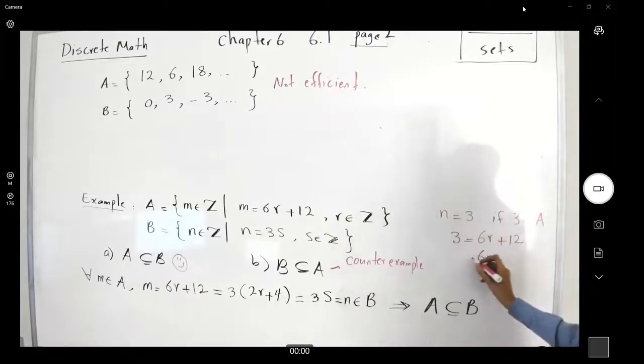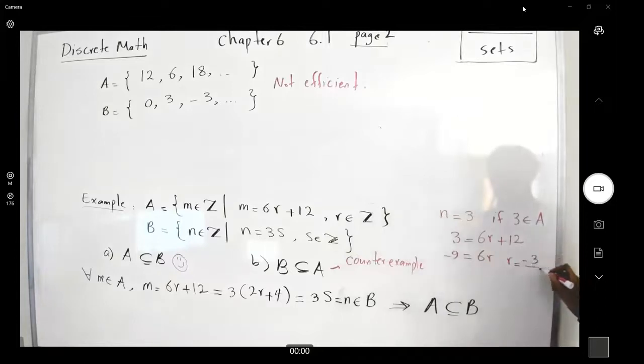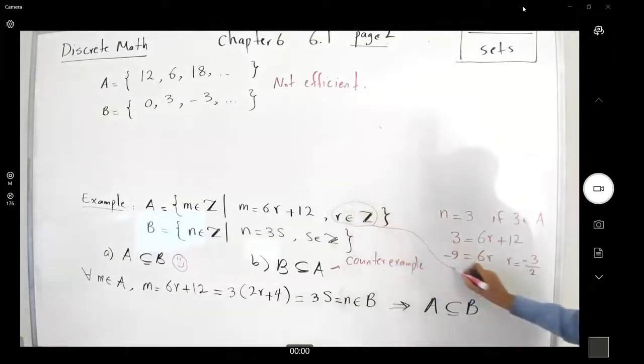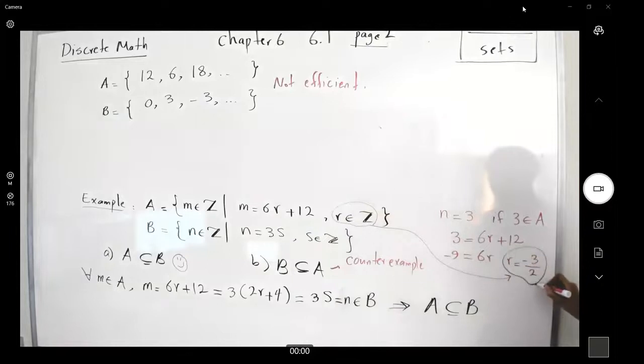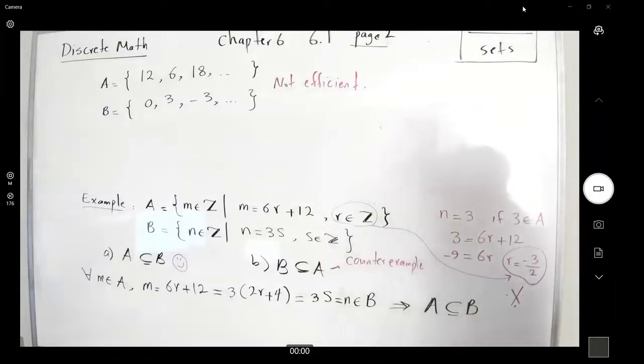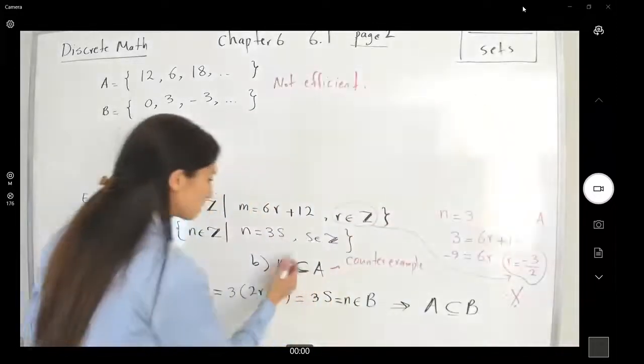It means that 6r is equal to negative 9. It means that r is equal to negative 3 halves. R is an integer. But this guy tells me, hey, r is a rational number. This is your result. So if I take n to be equal to 3, you have a member in B that is not in A. So we found the counter example. So this is not true.